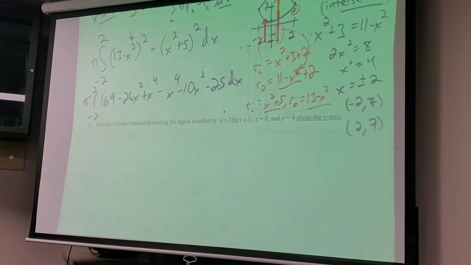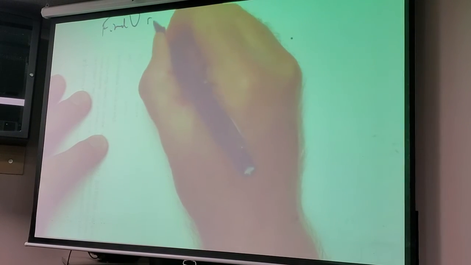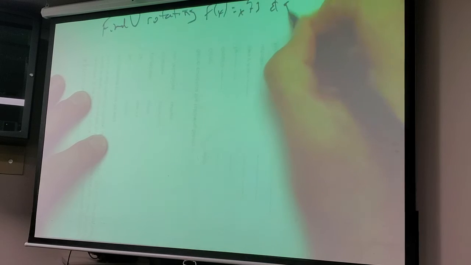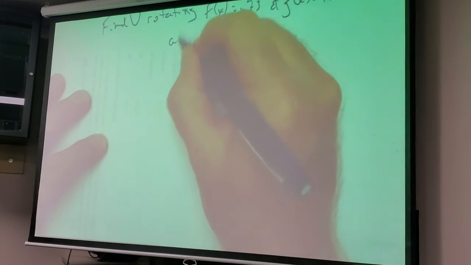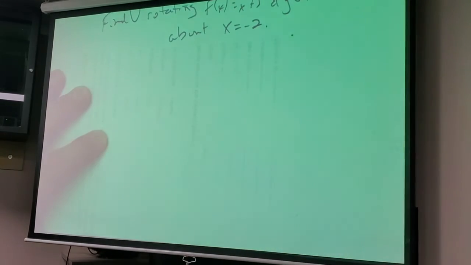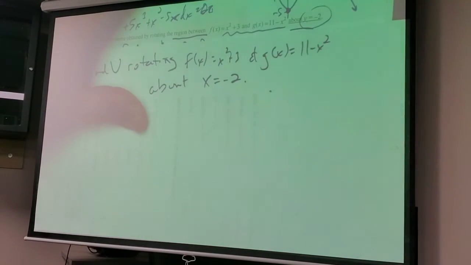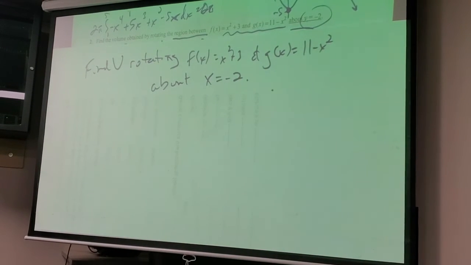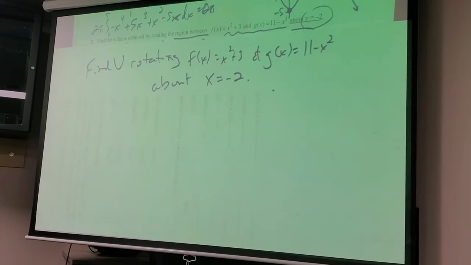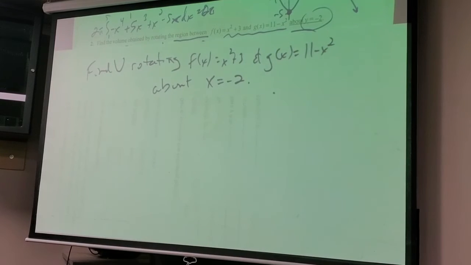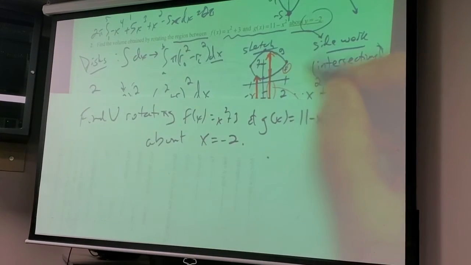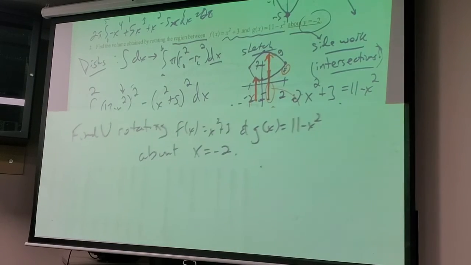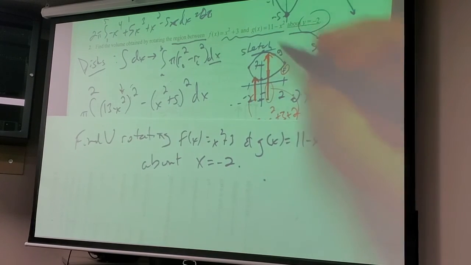So we're not doing number 3 yet. We're going to redo number 2. I'm going to make one change. So I want to find the volume rotating these two about x equals -2. So that's the only change I'm making. So instead of rotating around something parallel to the x-axis, I want to rotate around something parallel to the y.